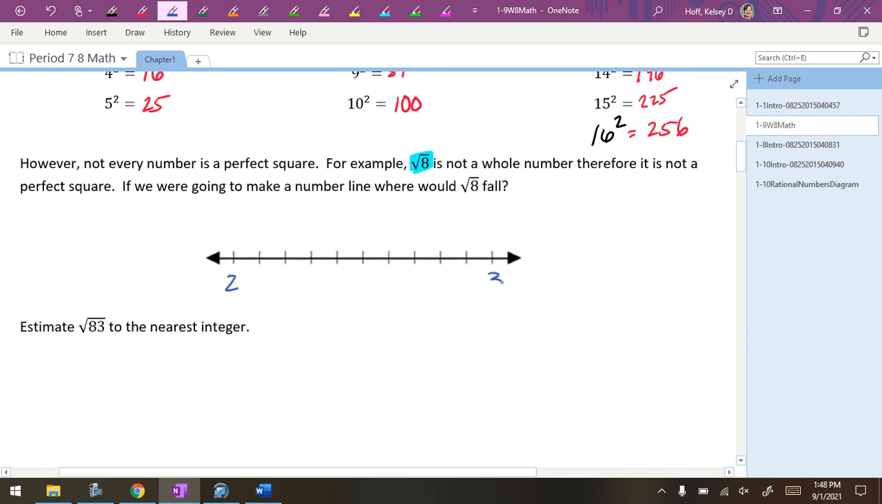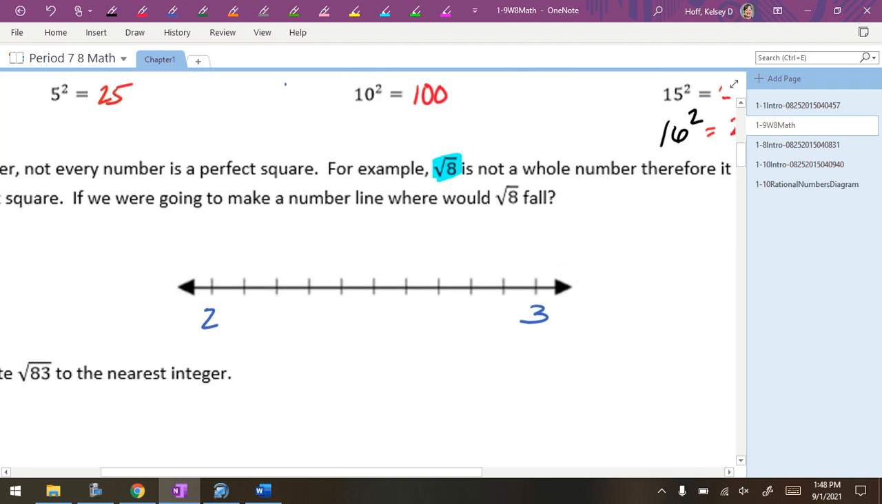Here's 2. Here's 3. Just so we remind ourselves, sorry, that zooms in and out. The square root of 4 is 2, and the square root of 9 is 3. So my question is, where's the square root of 8 fall? On the left, in the middle, on the right? Where's the square root of 8 on that number line?